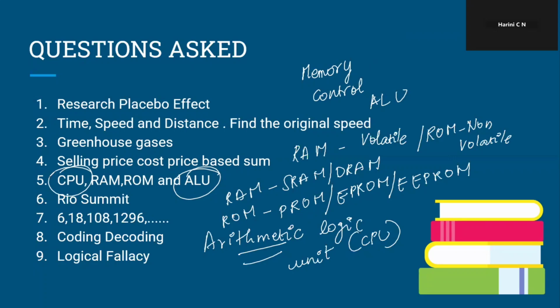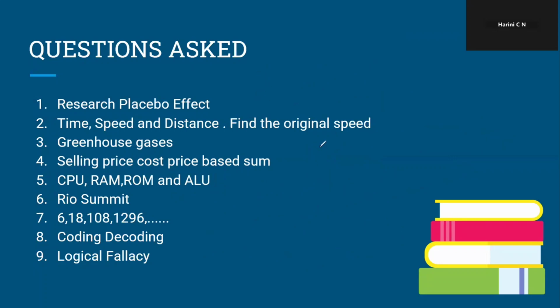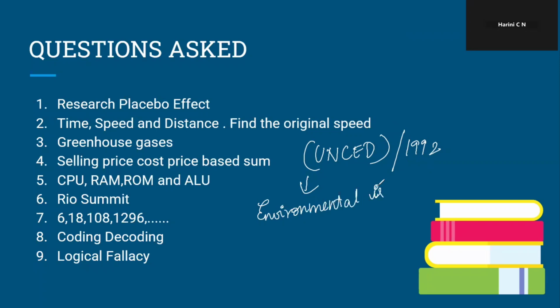Next one is Rio Summit. Rio Summit is also called the UNCED. Full form, you should know. UNCED in the year 1992, it is called the Rio Summit. It is about environmental and sustainable development and addressing the environmental issues. They framed something called Agenda 21. All these are very important points.